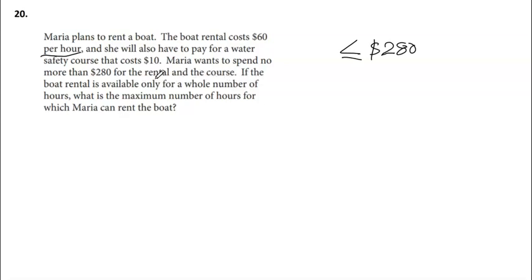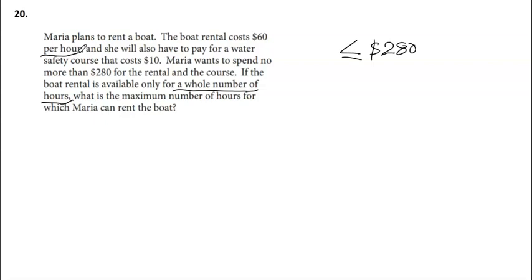So she's doing two things. If the boat rental is available only for whole number, so let me underline this, whole number of hours. What is the maximum number of hours for which Maria can rent the boat? So first of all, let's try and establish the cost of doing all this. Boat rental costs $60 per hour, right? So let's come up with a variable for the hour. We can use T, we can use H, we can use X. It depends on which one you're comfortable with. So I'm going to use T in this.